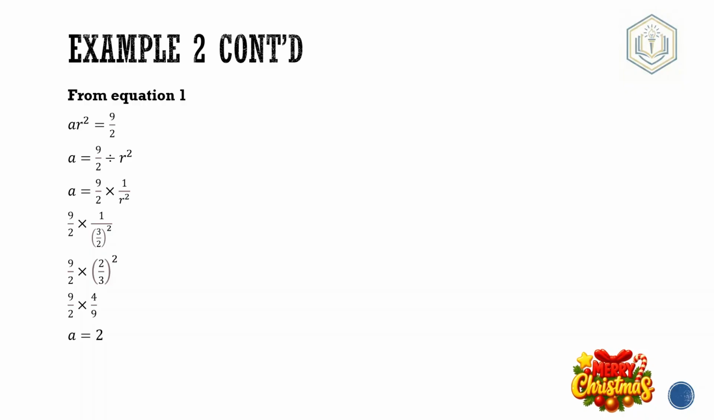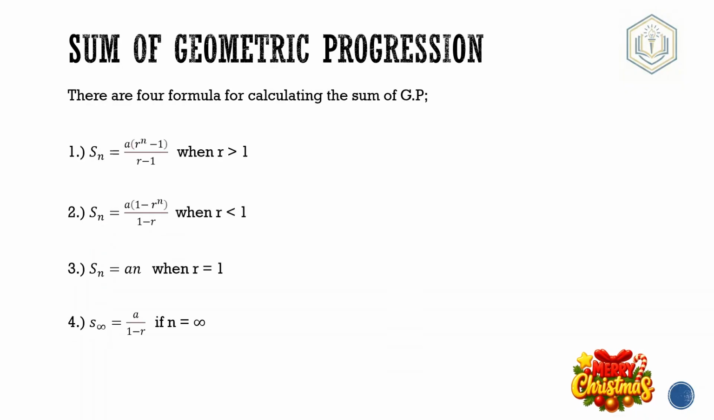So if you take the reciprocal of r squared, that will change the multiplication sign. So based on that, you're going to have 9/2 times 1 over 3/2 all squared. If you watch that closely, that will give you 9/2 times 2/3 all squared. So you're going to have 9/2 times 4/9, and that gives us our a equals 2. So we quickly move to sum of geometric progression.